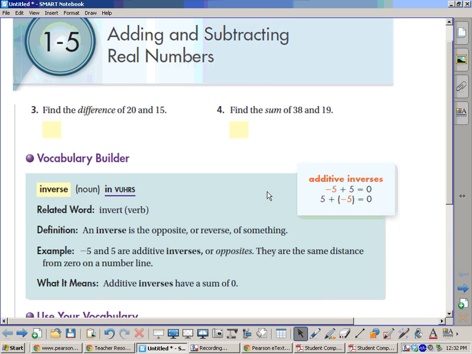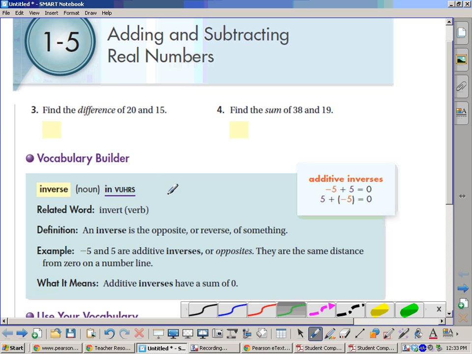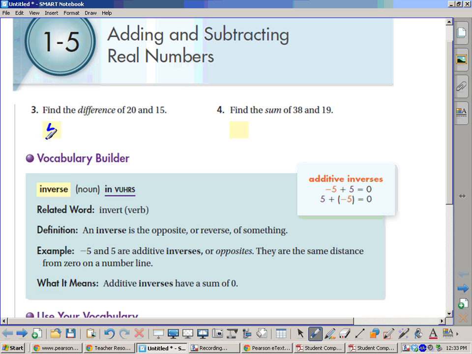Before we start talking about adding and subtracting real numbers, we should just deal with some whole numbers. If we want to find the difference of two things, that would be to subtract them, so that goes back to some operations that we have to identify. So 20 minus 15 is just going to be 5. So we would be subtracting these two when asking for a difference. Sum is to add, so we're going to take 38 and add 19 to get 57. So sum is to add. So that's just a review.